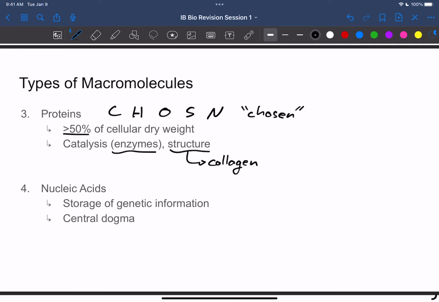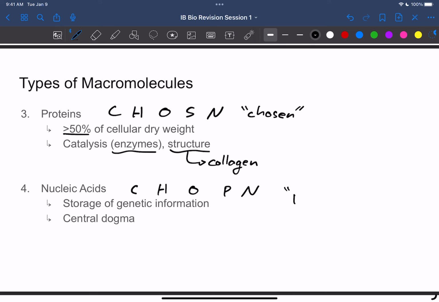Collagen helps support a lot of your tissues in your body, like your lungs. So yeah, then we have nucleic acids finally, and these are made of the atoms C, H, O, P, N.